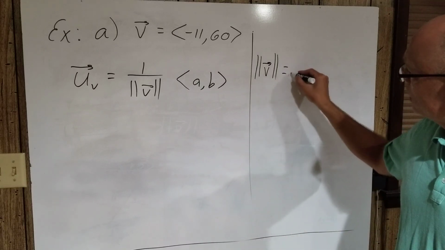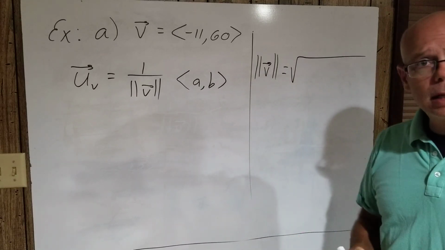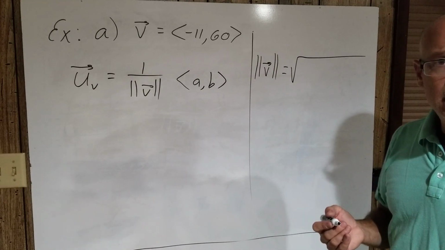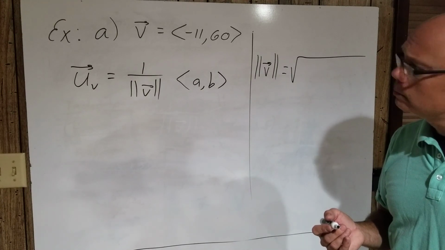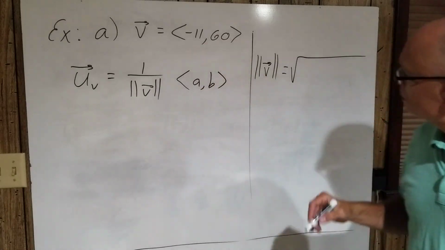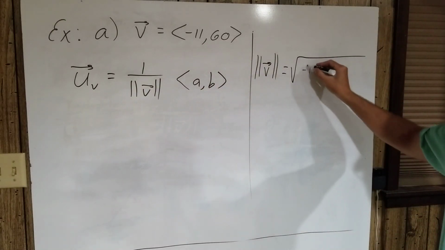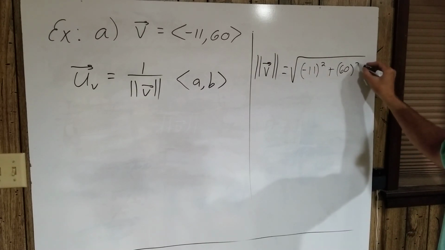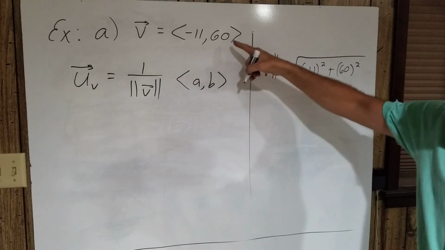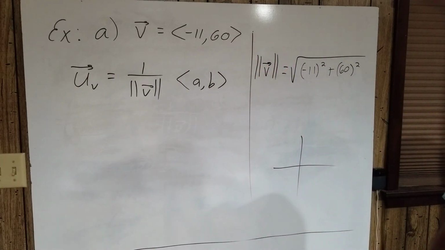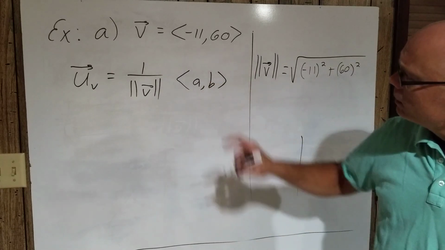What is that? That's the length of it, right? How do I find the length of it? I use that distance formula. Well, normally I use the distance formula, right? But whenever it's in component form, what I do is I do this, -11 squared plus 60 squared. Because what you could think of is this is a vector V with components -11, 60.